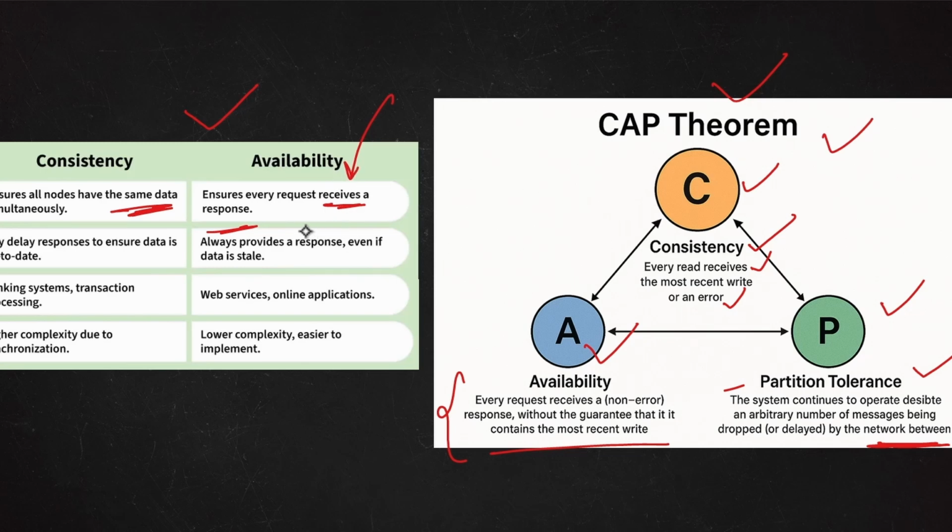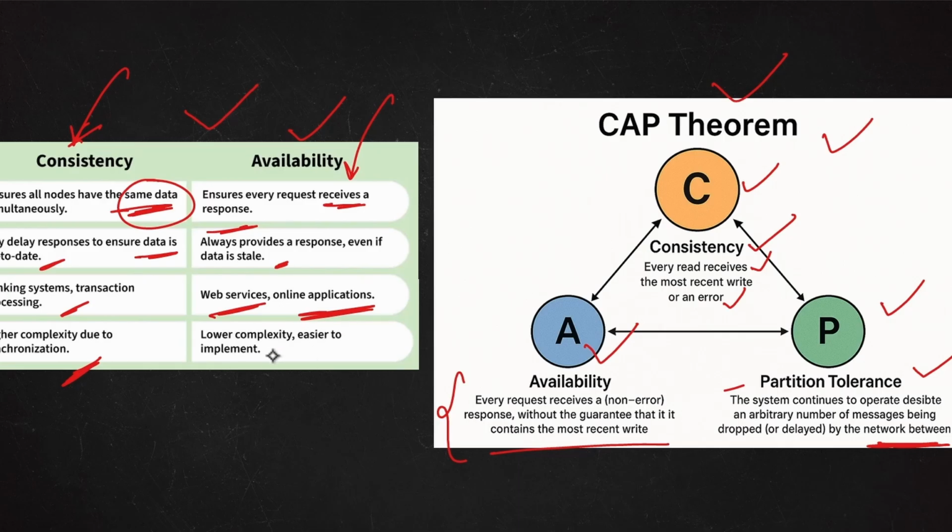24/7, you need to be available to the user. Consistency may delay a response to ensure the data is up to date, while availability always provides a response even if the data is stale. Stale is nothing but data that is modified or corrupted, also known as dirty data. In banking systems, with transactions and all that, we need to make sure the data is consistent. In web services and online applications, we need to make sure that we are available 24/7. Consistency has high complexity due to synchronization, and it is very important because the same data needs to be there throughout the day.